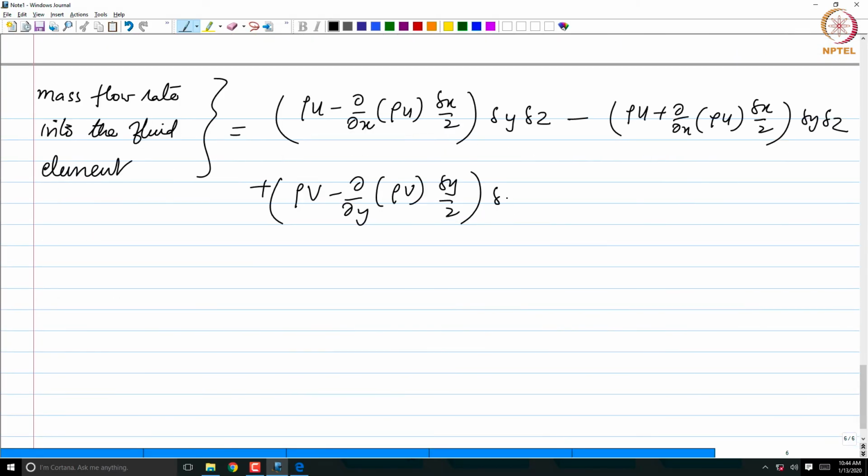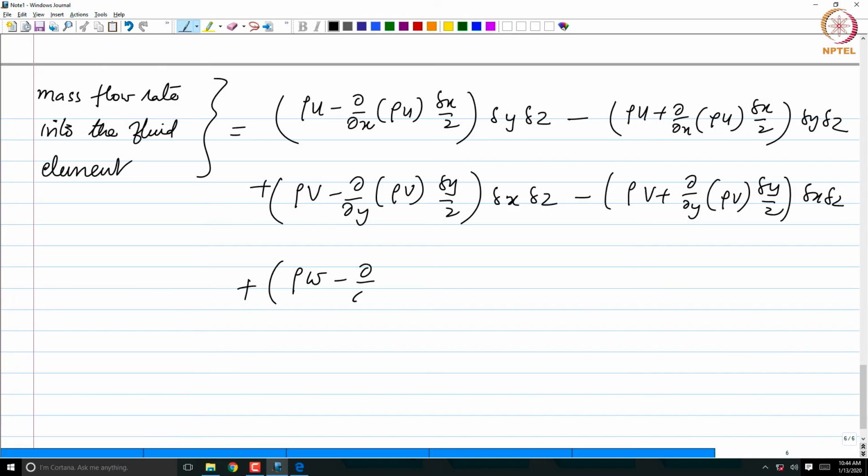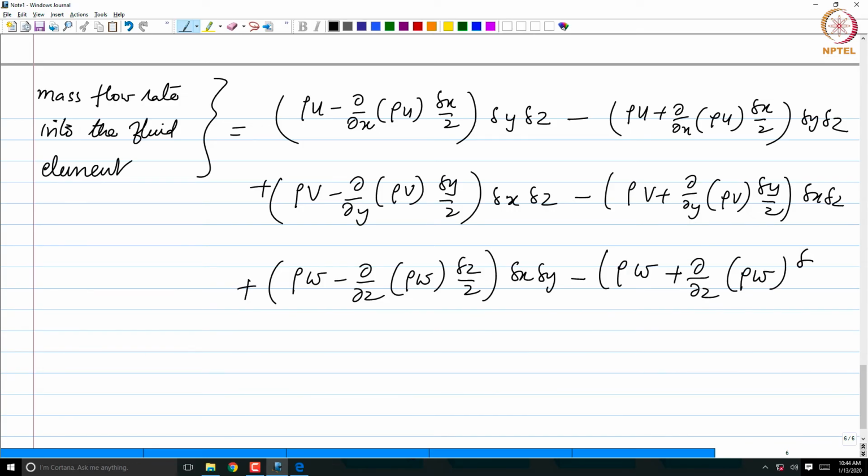So delta x delta z, minus the mass flow rate leaving through the top surface, which is rho v plus partial y of rho v delta y by 2, times delta x delta z. Similarly, if I extend it to the back face and the front face, on the back face we have rho w minus partial z of rho w delta z by 2, times the cross-sectional area, delta x delta y, minus rho w plus partial z of rho w times delta z by 2, times delta x delta y. So this is the mass flow rate on the right hand side.